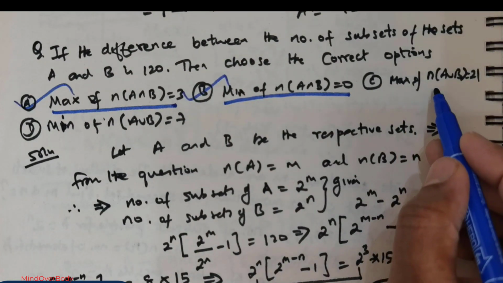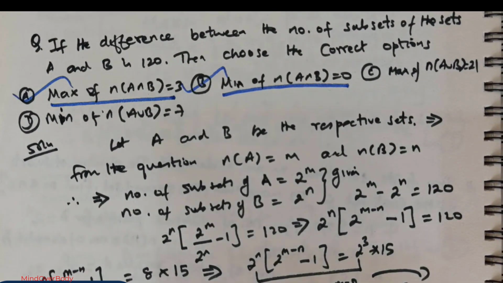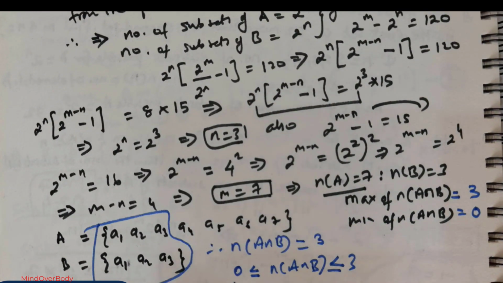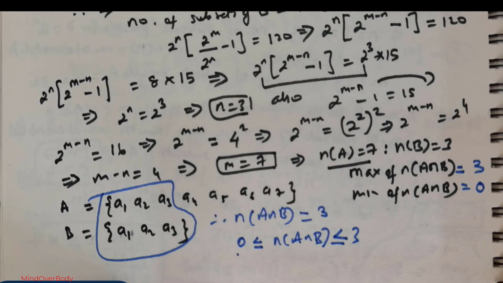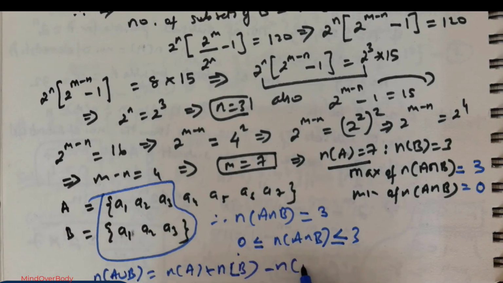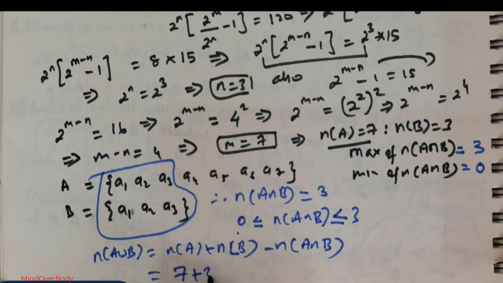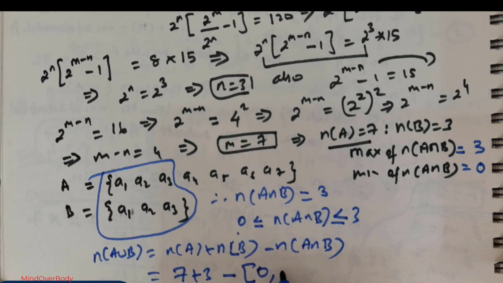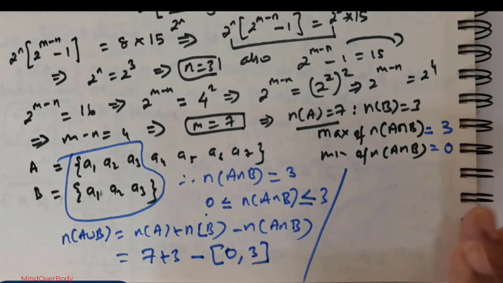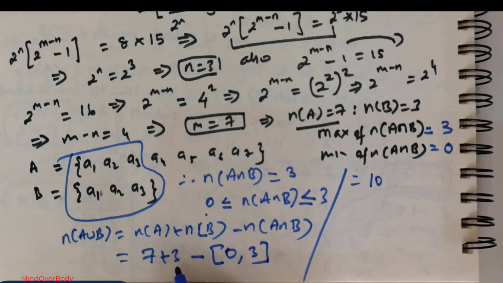Now maximum of n of A union B. So you have to find A union B is 21. Let's find that out. Now how do we find that out? Now there is a very important formula. N of A union B is equal to n of A plus n of B minus n of A intersection B, right? Now what is this? This is 7, this is 3, 10, minus. This has got a minimum value of 0 and a maximum value of 3. So let me just check that out. So this is equal to 7 plus 3 is 10.